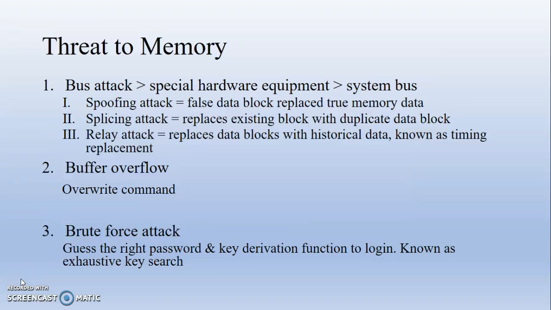Secondly, buffer overflow. Buffer overflow is an attack that acquires the system control rights, and it is quite difficult to detect. The attacker uses the acquired access to the system to override the command given to the system so that the system executes the instructions meant for the attack. The third one is the brute force attack. Basically, the brute force attack is just to guess the right password and the key derivation function to log in. It's also known as exhaustive key search.